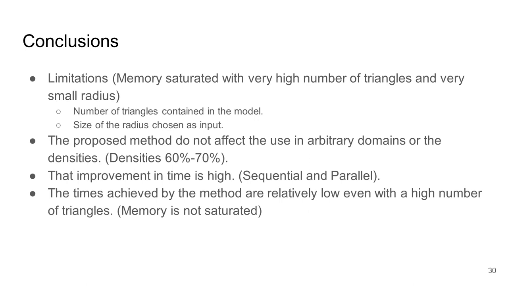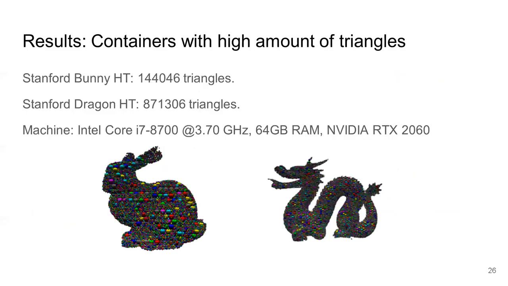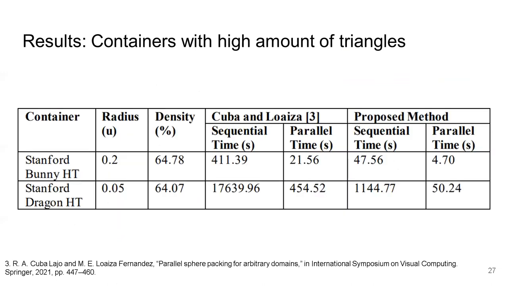Memory is not saturated with, for example, Dragon, Stanford Dragon HD, where the number of triangles is very high. The memory is not saturated and the time is very low. It's very low, 50 seconds.